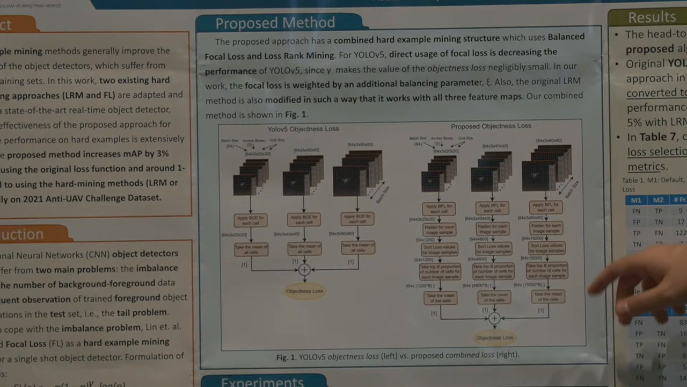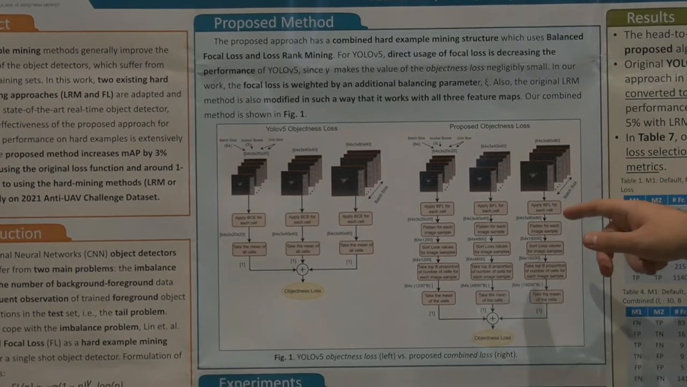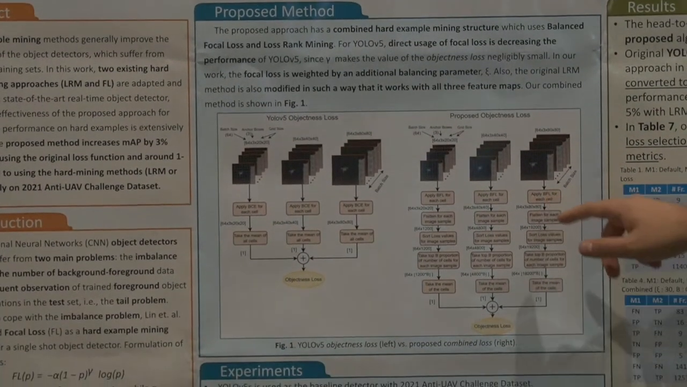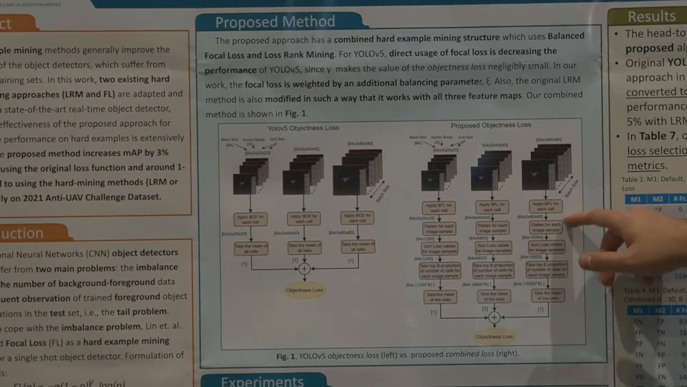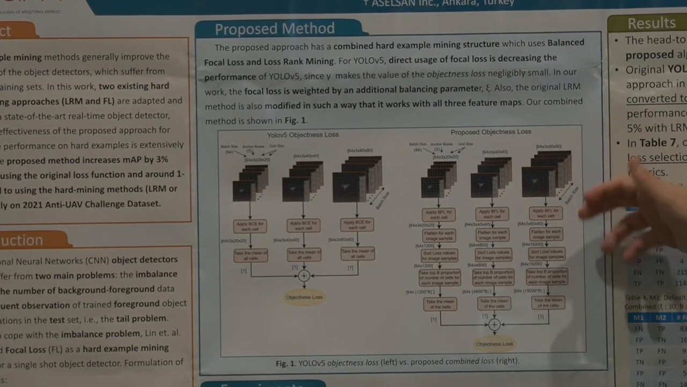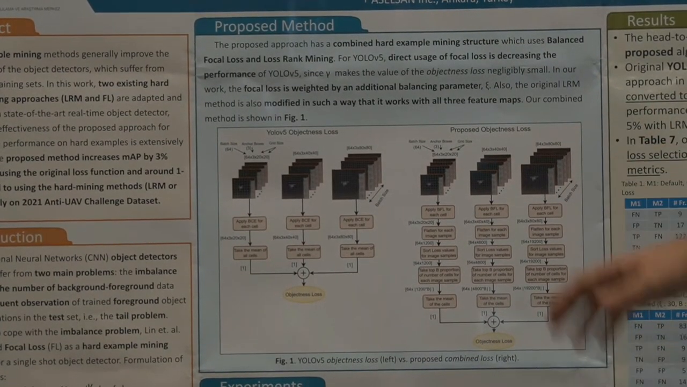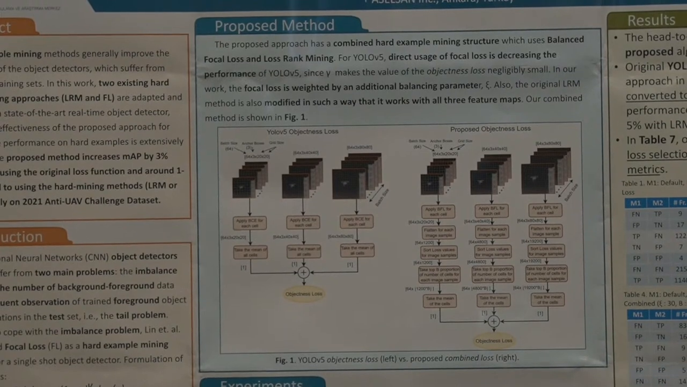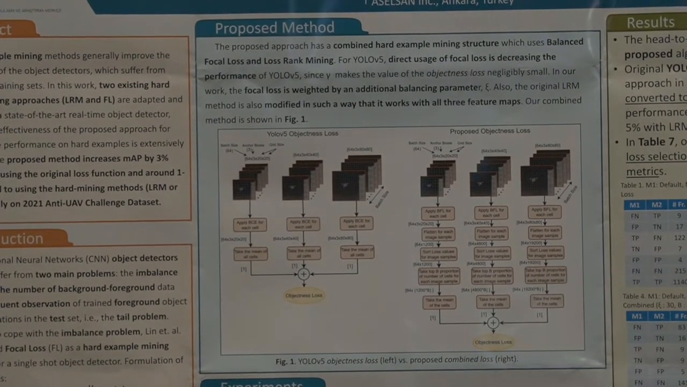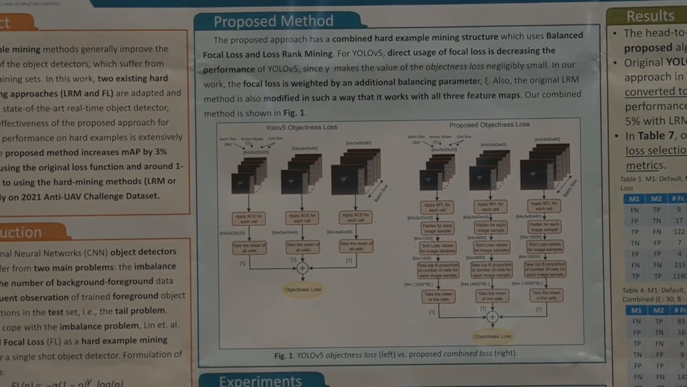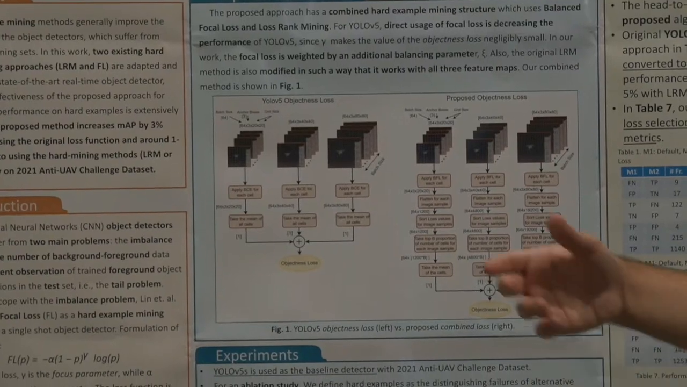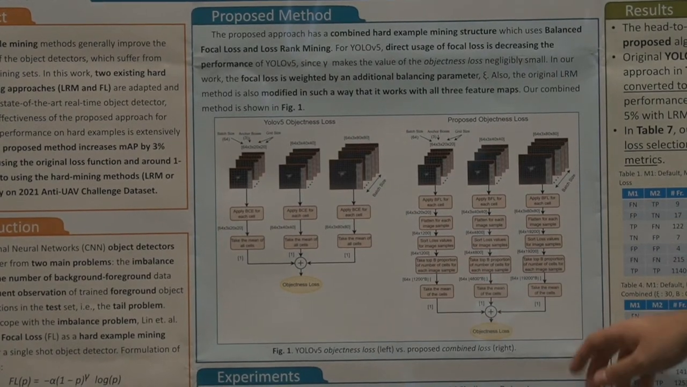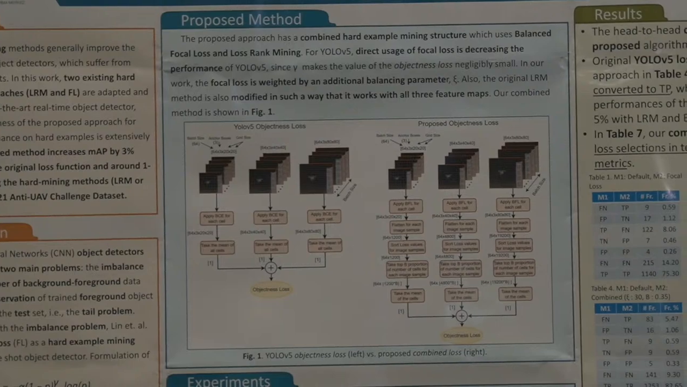It works like this. For example, we have a sample image in YOLO. This sample image is divided into cells. For each cell, we first apply the balanced focal loss. After that, we flatten each image sample and then we sort the loss values. All of the cells contain the loss values now, and we sort them. And the loss rank mining comes in here. It takes the top B proportion of the number of cells for each image sample, so that we can use the highest B proportion of the examples and trash the rest of them. And finally, we take the mean and we get our final objectness loss.